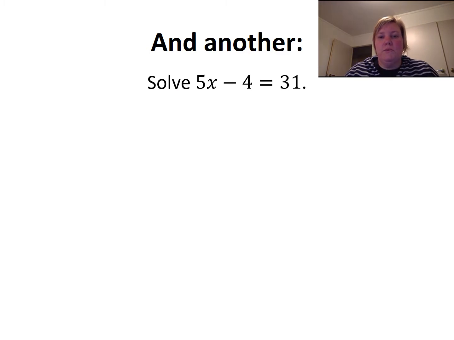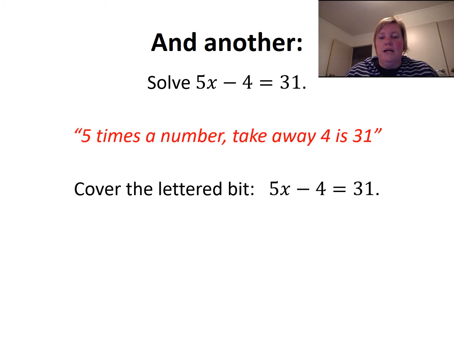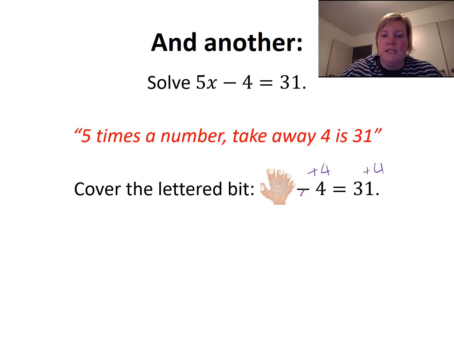5x minus 4 equals 31. So a number's multiplied by 5, 4's taken off it, and you get 31. Okay, cover the letter bit, so here comes the hand again. Right, so some number minus 4 equals 31, so I'm going to add 4 to both sides. Good job. And then they will cancel out, correct?